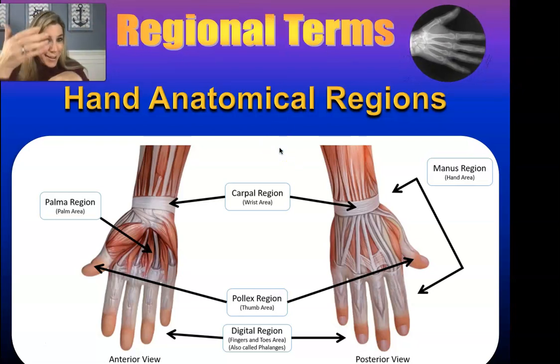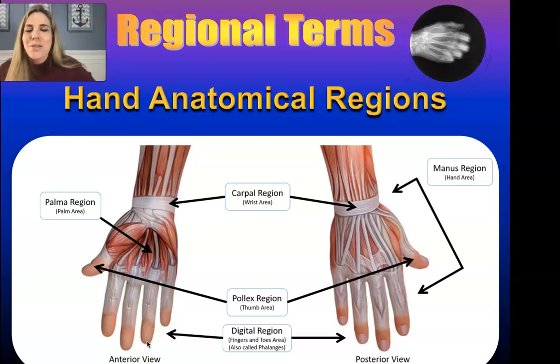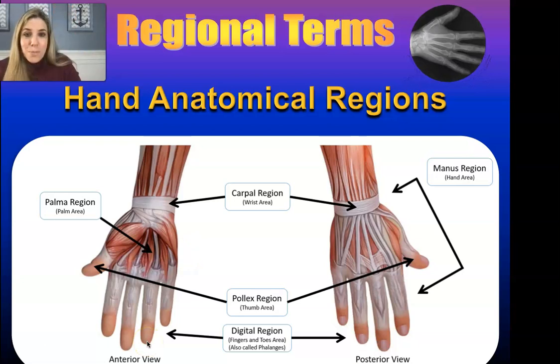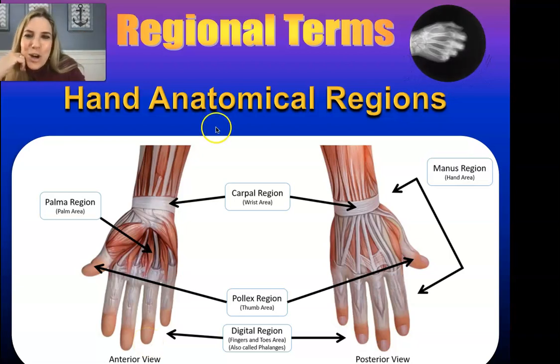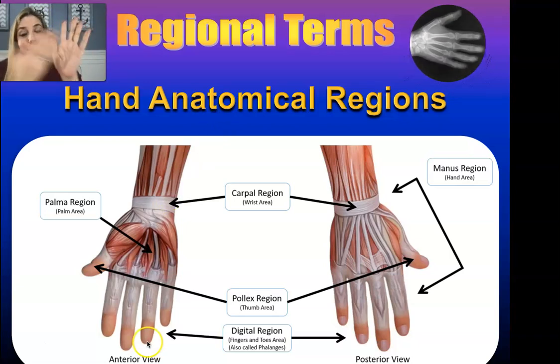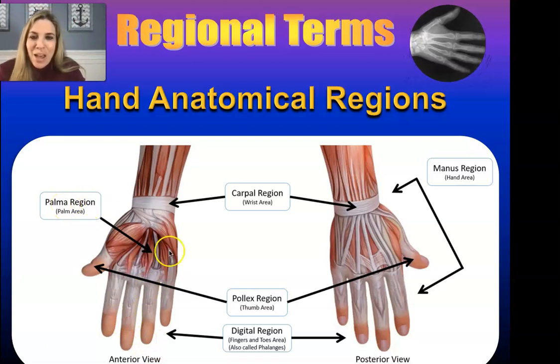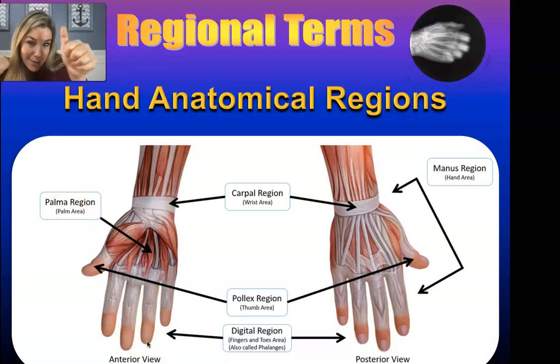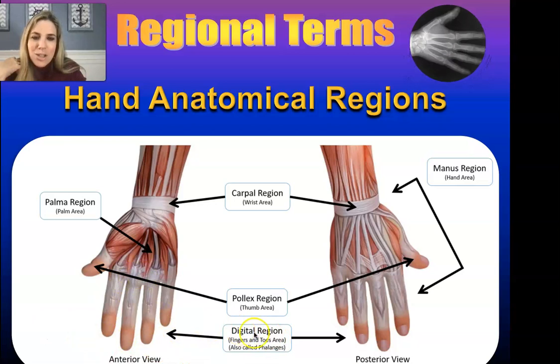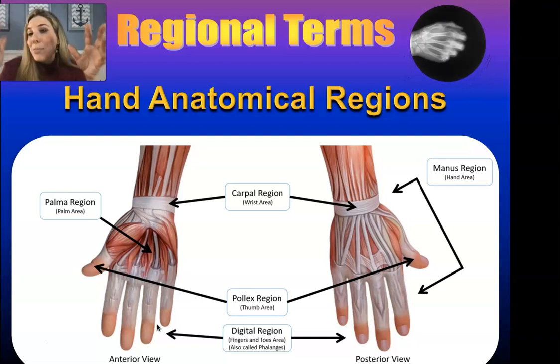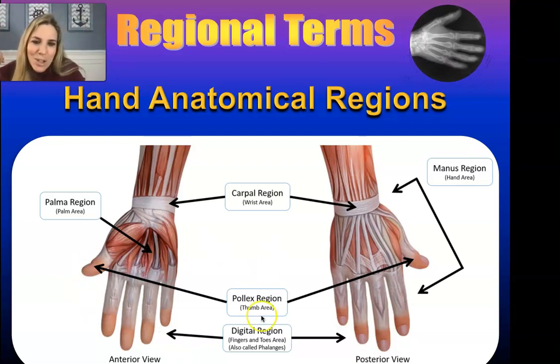Okay, let's go ahead and look at our hand, the manus, right? So the hand region is the manus region, but looking in more detail, your wrist is going to be the carpal region, and if you know anybody with carpal tunnel syndrome, that'll help you remember that. Your palm is the palma region. That's pretty easy. The thumb is the pollex region. And your fingers are called digits, so they're the digital region. Think about the digital age requiring you to type on a keyboard with your digits.